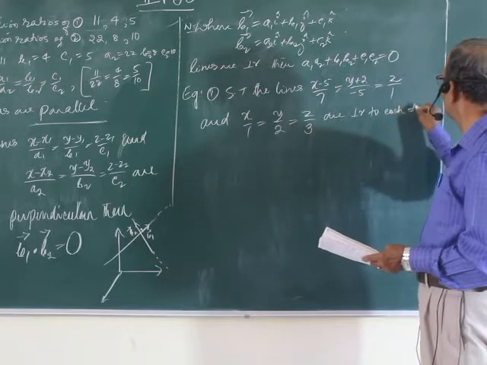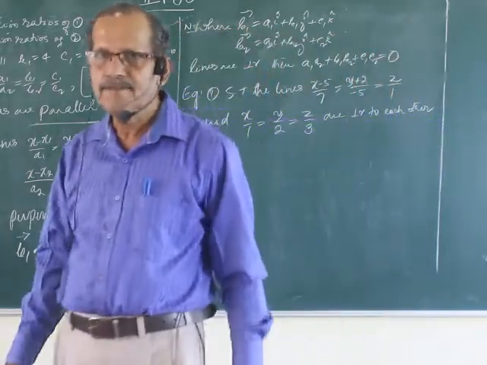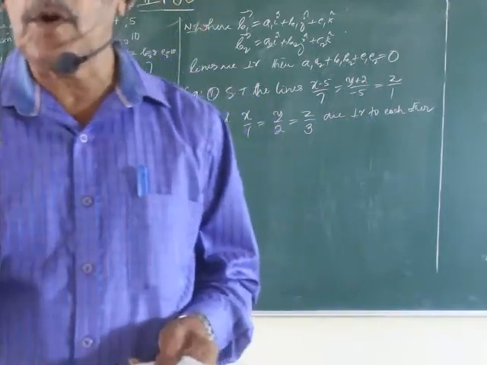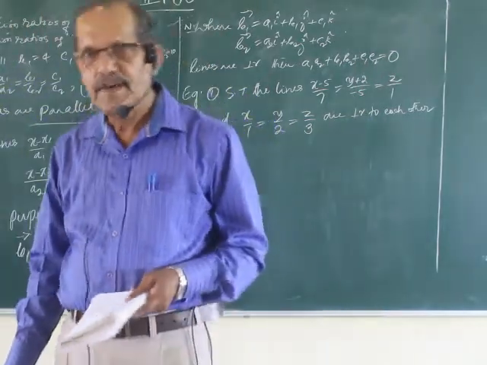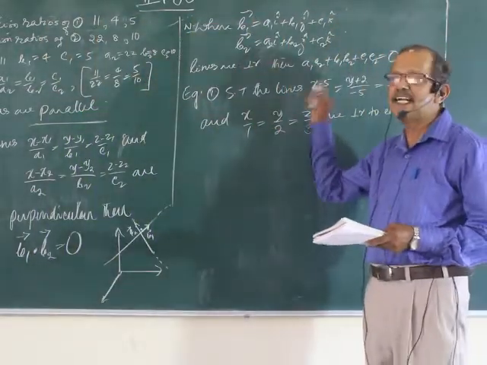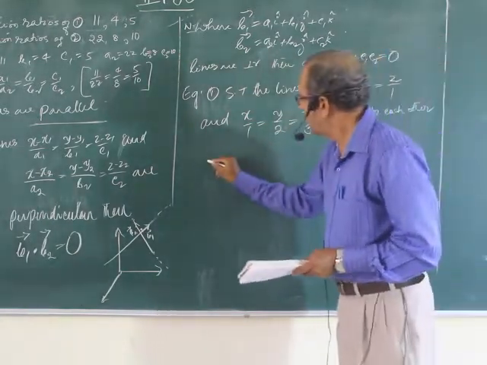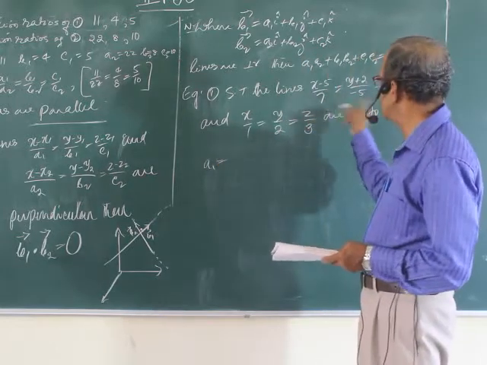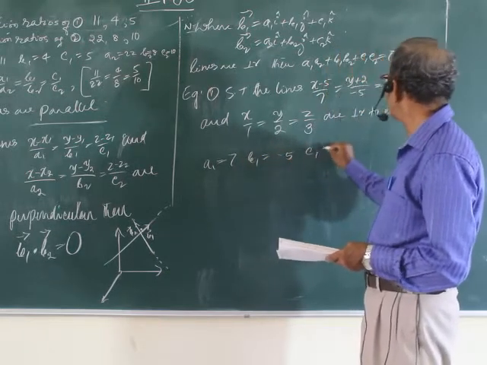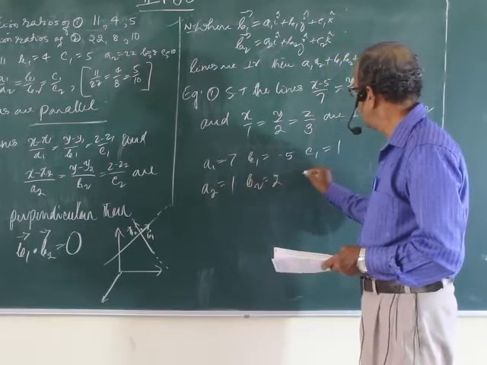Careful. Once again go back to the theory. Whenever the lines are parallel, direction ratios are proportional. Don't bother about the point. Whichever point it passes through, we need only the direction ratios, that's all. Let me write the direction ratios of the first line: A1 7, B1 minus 5, C1 1. Second line: A2 1, B2 2, C2 3.